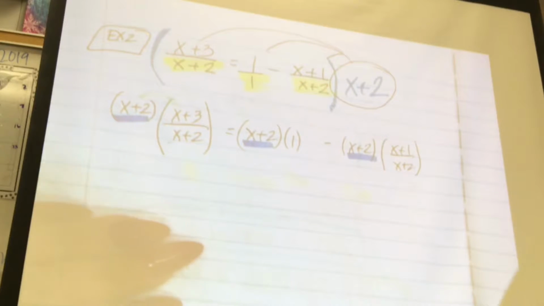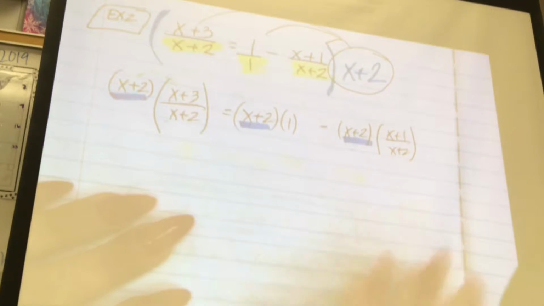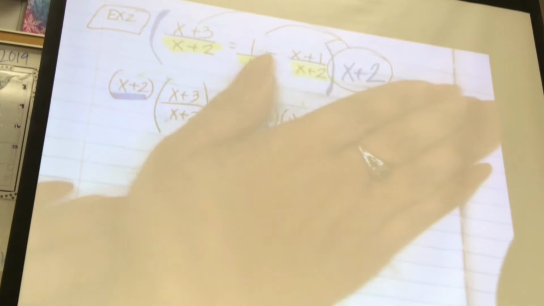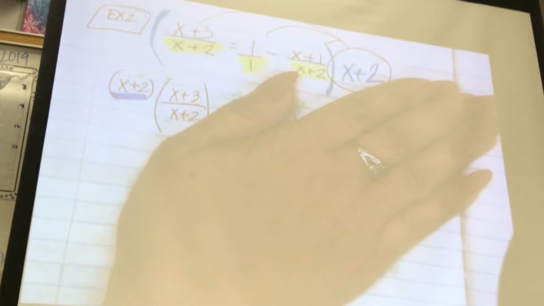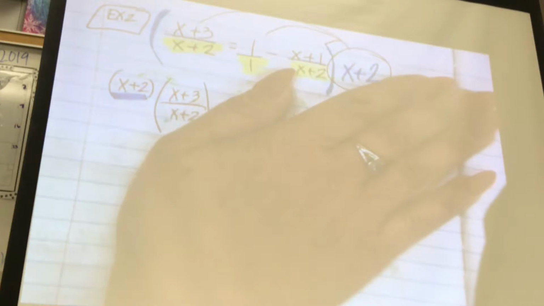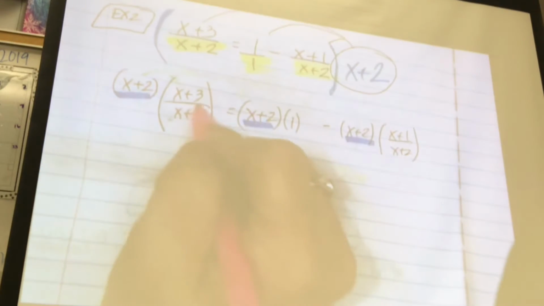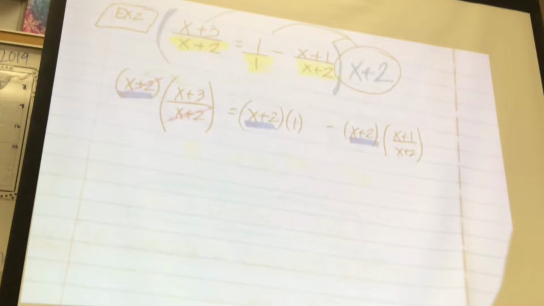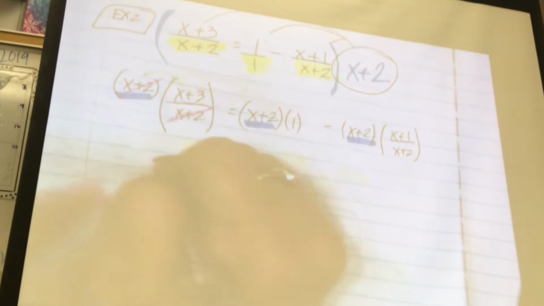Alright, let's do one at a time. What's x plus 2 times x plus 3 over x plus 2? What's going to happen to the x plus 2s? They're going to cancel. And that's the whole point of why we're doing this. If you multiply by the least common denominator and it doesn't cancel, you are literally making more work for yourself. The whole point is for you to get rid of the denominator. So here I'm just left with x plus 3.